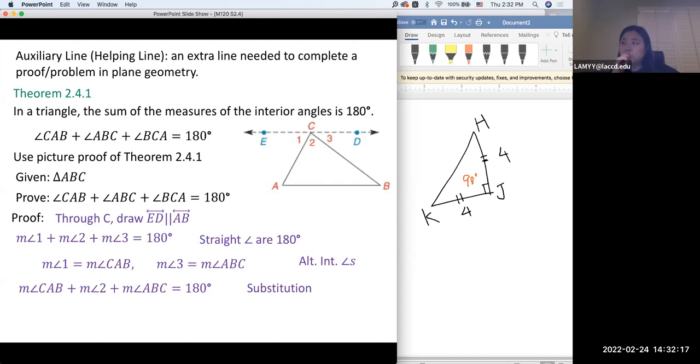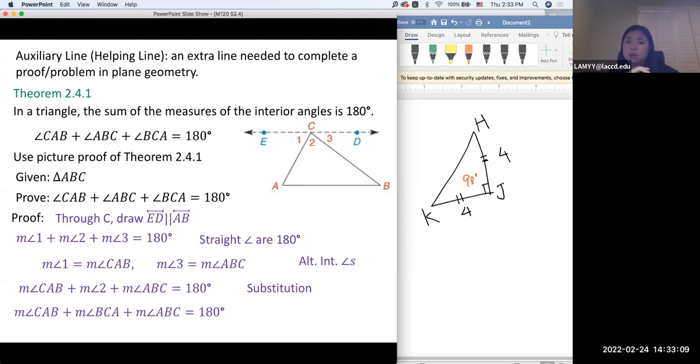What is angle 2? Angle 2 is actually equivalent to BCA, right? Angle 2 is equal to BCA. They are the same angle. So can I replace BCA with angle 2 here? This is exactly the same angle, angle 2 and BCA. So this is what we proved. Make sense to you guys? Okay, right?